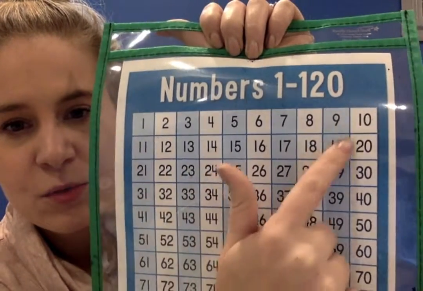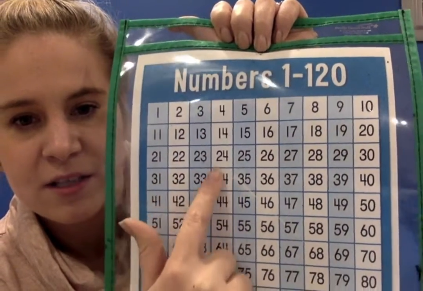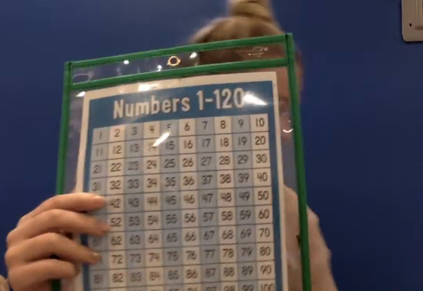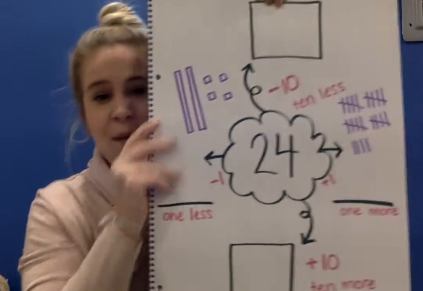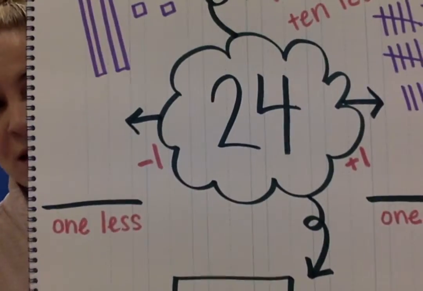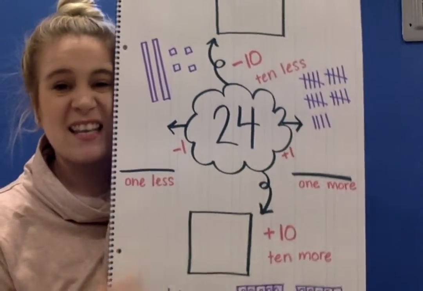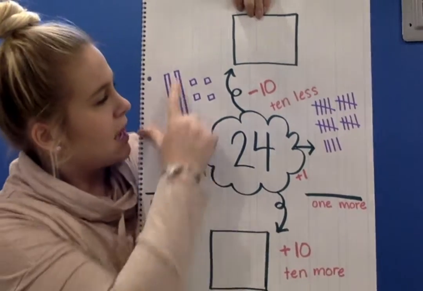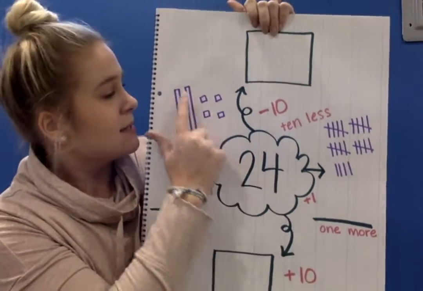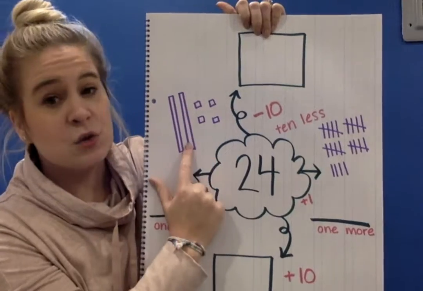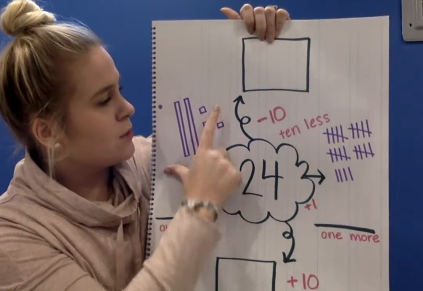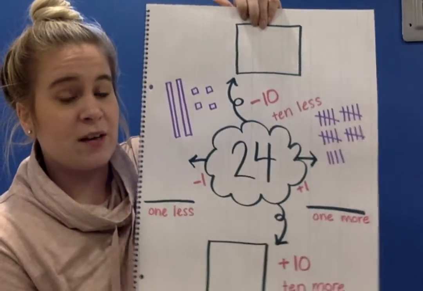It's in all the 20s and all the 4s. 24. So we're going to use our 120 chart to help us talk about the number 24. So I put it in the middle here, and then I drew it a couple of different ways. I drew some 10s and 1s blocks. 10, 20, 21, 22, 23, 24.